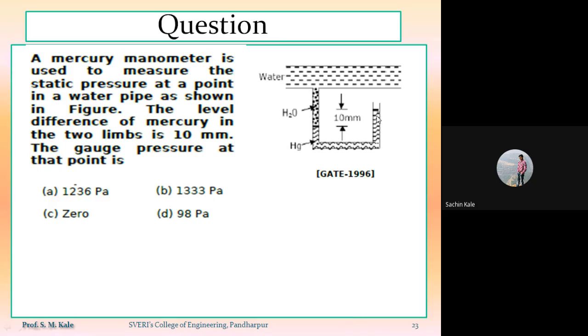There is one pipe through which water is flowing, and to measure the pressure of the water at this location we have used one manometer. In that manometer we have taken mercury as the manometric fluid, and the mercury level difference between the two limbs is 10 mm. Here we have to find the value of pressure at this location. So calculate the answer.